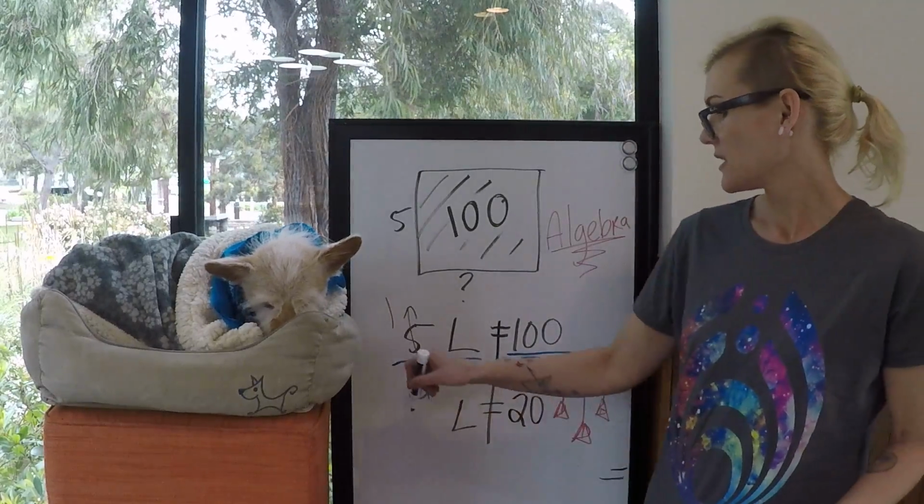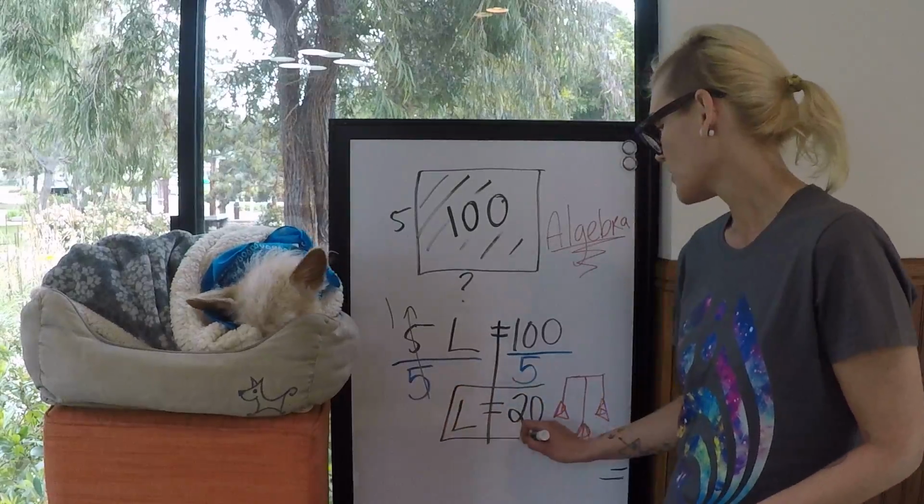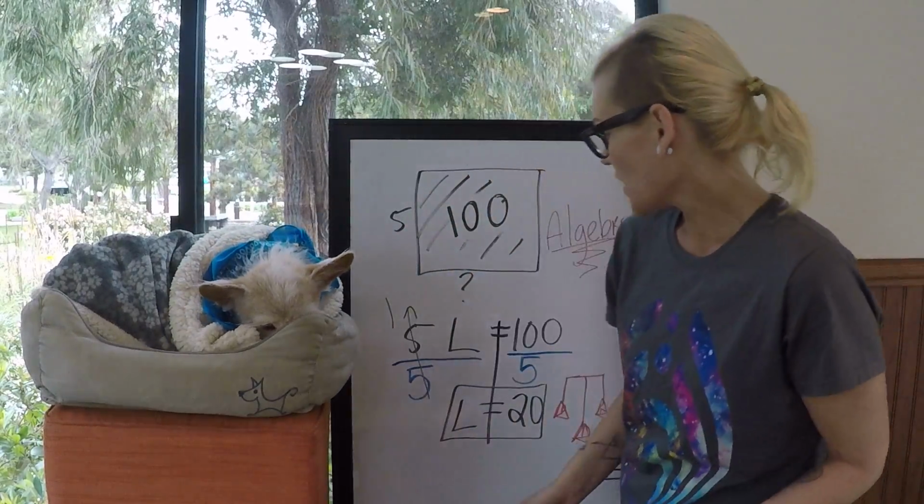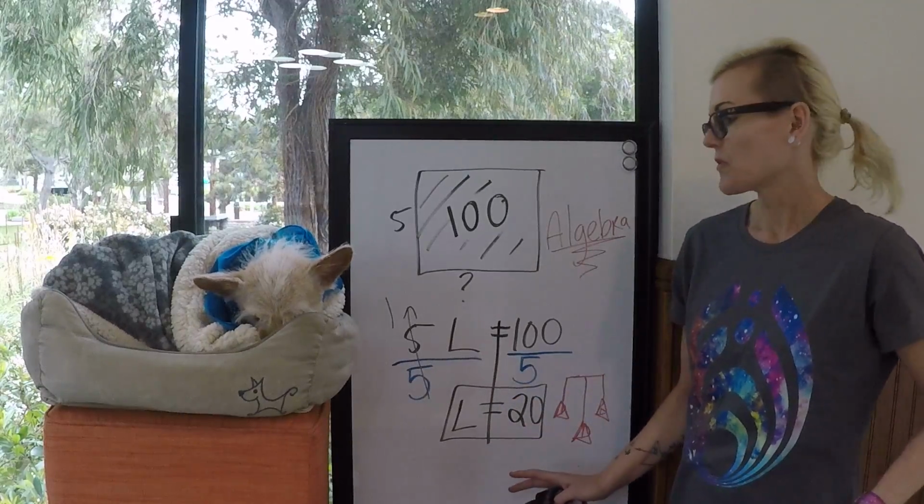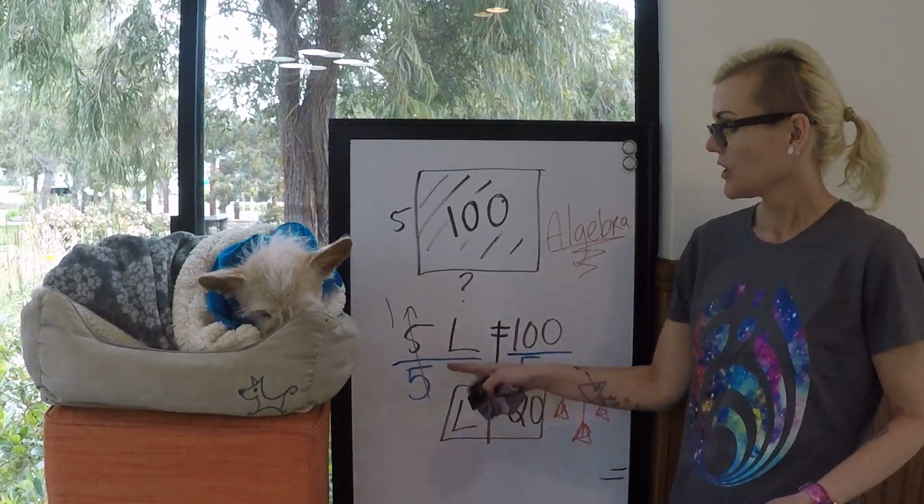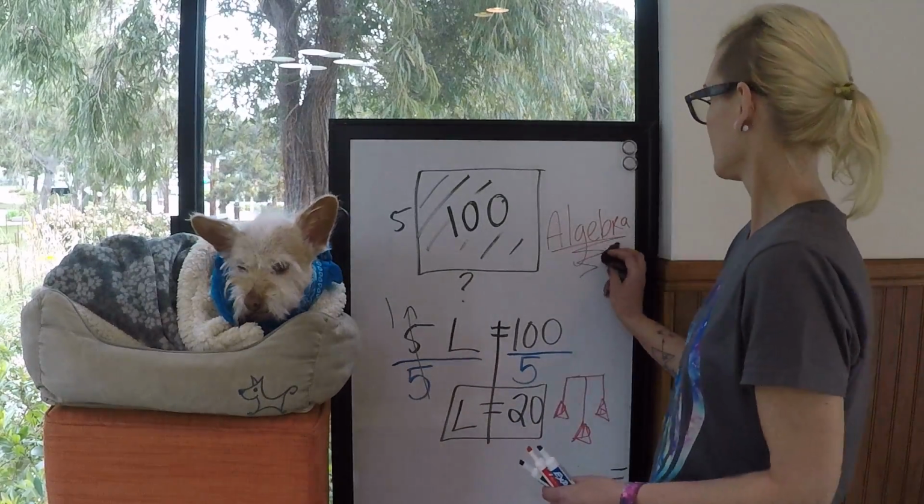Does that make sense? Does 5 times 20 give me 100? Yes, I've solved it. That's using algebra. So when we do algebra, we're doing reverse operations. Whatever's given to you in the problem, you're doing the opposite. You're also doing it to both sides because it's an equation.